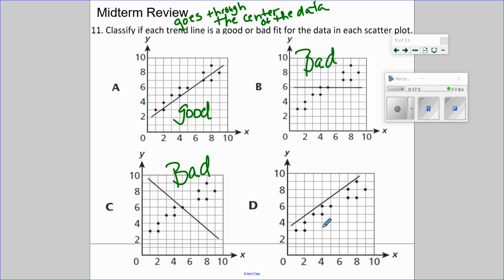This one might confuse you. This is the misconception. This one is bad also because it does not go through the center of the data. So A is the good one.